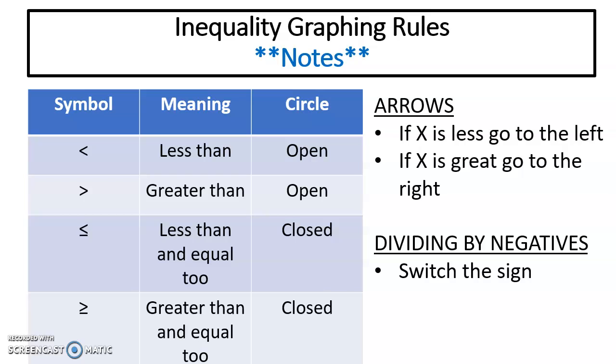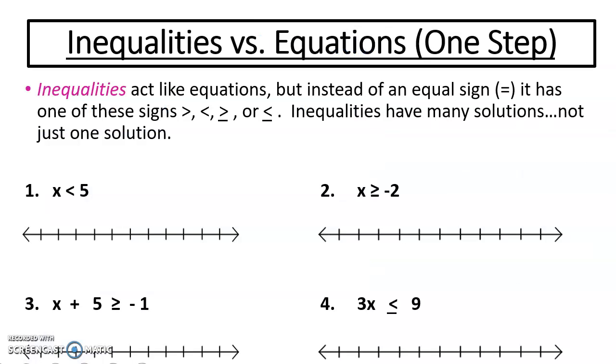Remember when drawing your arrows, if x is less than, go to the left. If x is greater than, go to the right. Don't forget that if you divide by a negative, you must switch the sign. Inequalities act like equations, but instead of an equal sign, it has an inequality symbol like less than, greater than, or equal to, or less than or equal to. Remember that inequalities have many solutions, not just one solution.